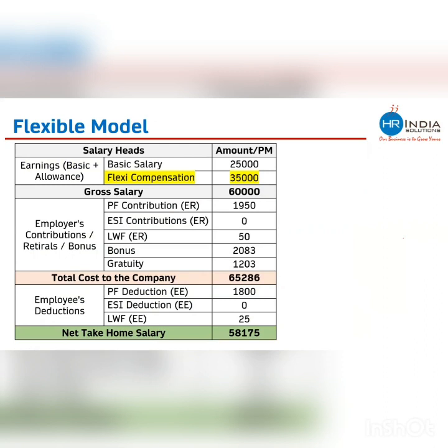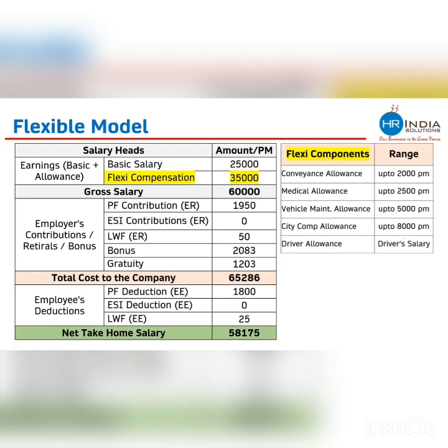While this is the example of a flexible compensation model, where the company has decided the basic salary of the employee, that is 25,000 rupees, and they have named another component as flexi compensation, with an amount of 35,000 rupees. It means this flexi compensation is the amount given to the employee to pick allowances according to your convenience from the available basket of allowances the company is offering. So the employee has a choice to pick up to 35,000 of allowances from these available options.